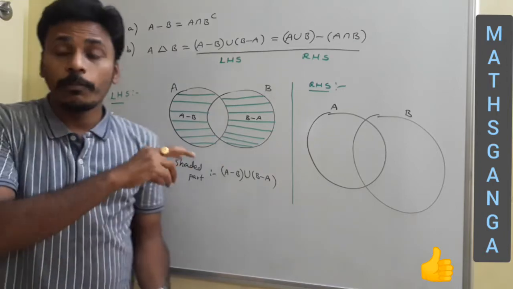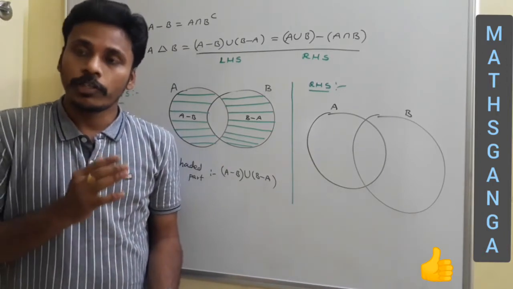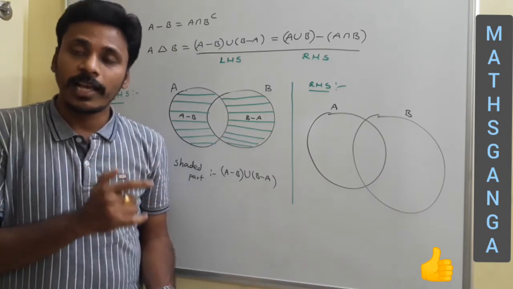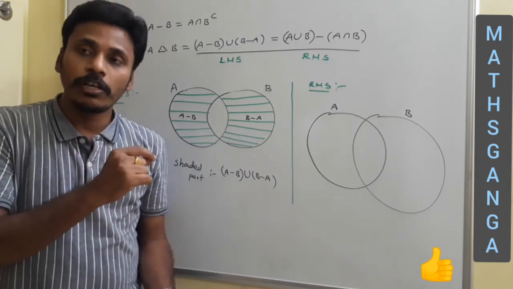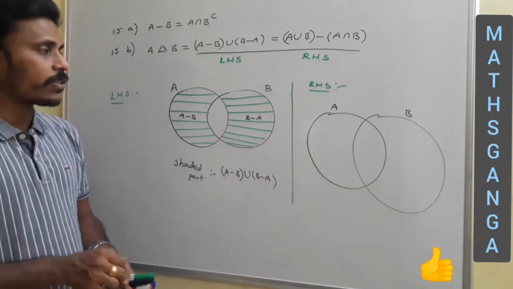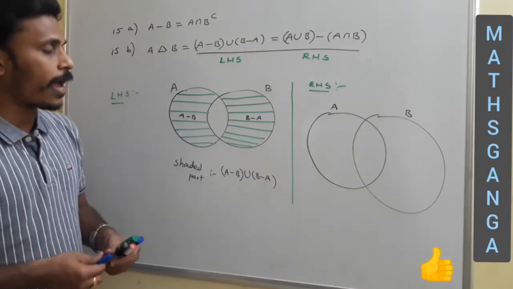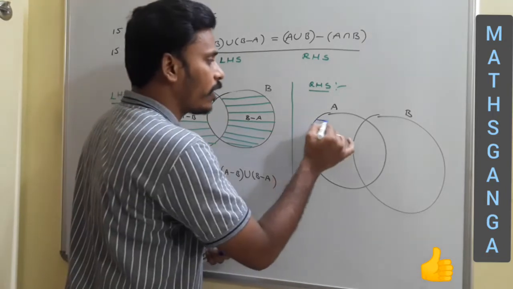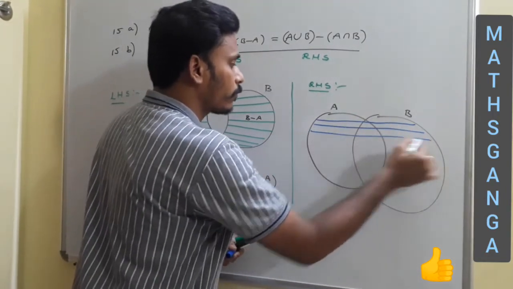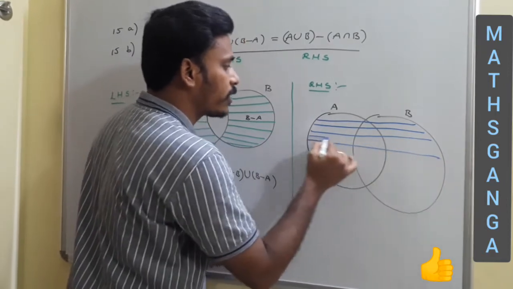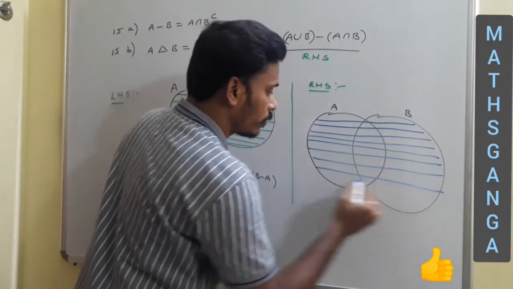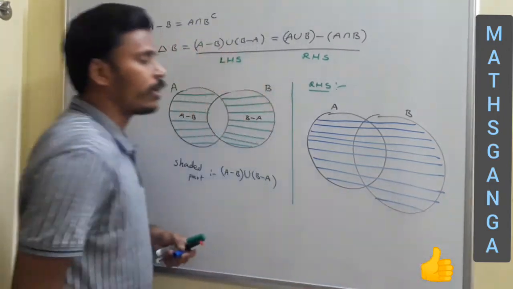Now A union B minus A intersection B. First of all, you shade A union B. In the last class I mentioned that A union B means everything in the sets. So for that I am shading like this. All the region we need to shade. This total thing indicates A union B.